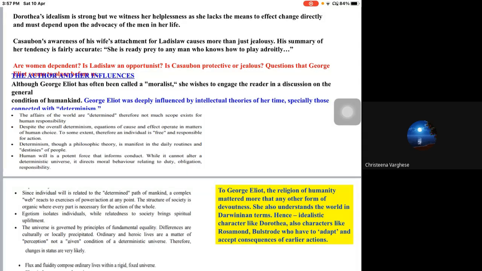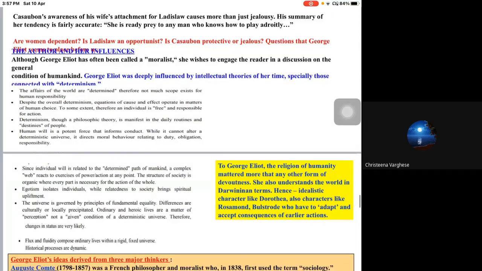While it cannot alter the course of the universe, from the deterministic point of view, when everything is already determined and predetermined, it cannot alter the way in which the universe is moving. Still, there is an element of human will which can play its own power on that. And it is this power that makes a human being act according to obligations, duty, and responsibility.